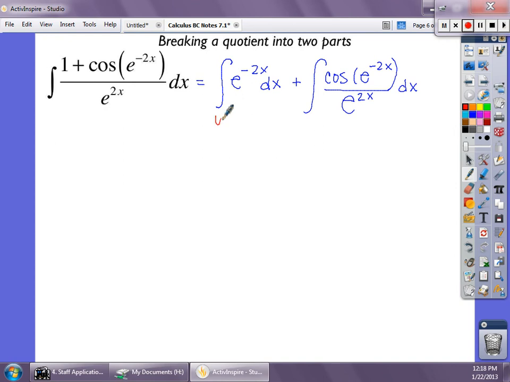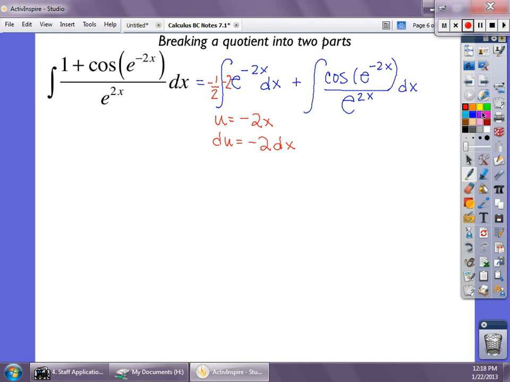We'll let u be negative 2x, and du then is negative 2 dx. I don't quite have each piece of my du. I only have the dx, so I'll put a negative 2 here, but I can't just write a negative 2 there. Multiply by negative 1/2 on the outside. Therefore, I haven't changed my integral.